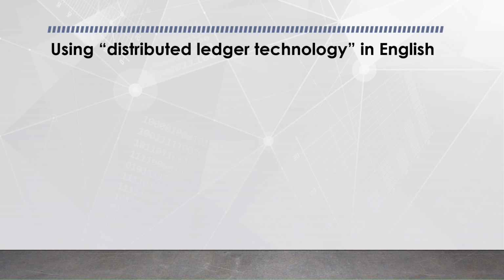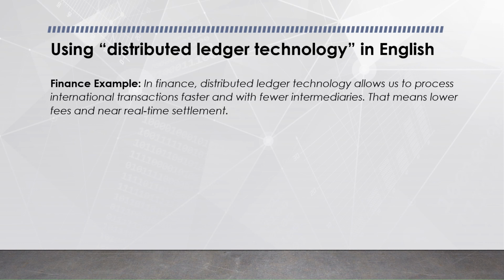Okay, now that we know what a distributed ledger is, let's take a look at how the term could be used in a professional context. Here are three examples. In finance, distributed ledger technology allows us to process international transactions faster and with fewer intermediaries. That means lower fees and near real-time settlement.